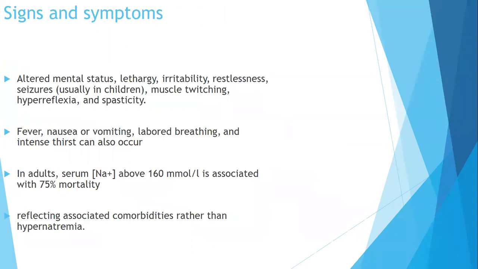The signs and symptoms include altered mental status, lethargy, irritability, restlessness, seizures usually in children, muscle twitching, hyperreflexia, and spasticity. Fever, nausea, or vomiting, labored breathing, and intense thirst can also occur. In adults with serum sodium above 160, it is associated with 75% mortality, reflecting associated comorbidities rather than hypernatremia itself.